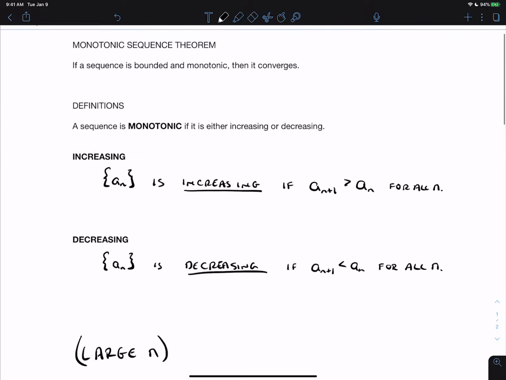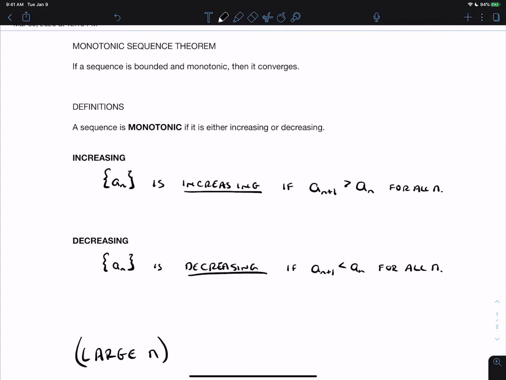That's sufficient for the proof of the monotonic sequence theorem above. If the first few terms are alternating, or if the first few terms are increasing, but then eventually it's decreasing, so if a sequence is going up at first and then eventually is always decreasing, for large n would just mean from here on, it's decreasing. That's not technically within the definitions, but that'll be enough for our proofs.